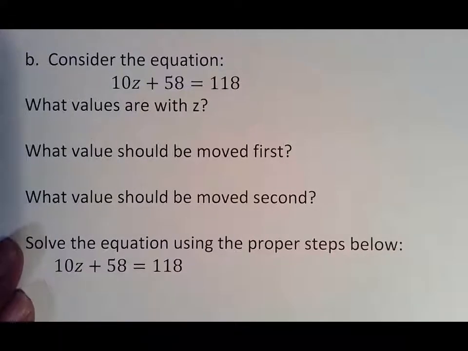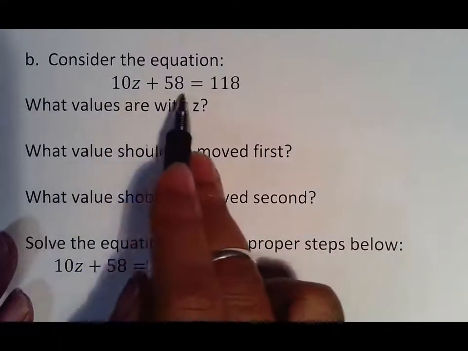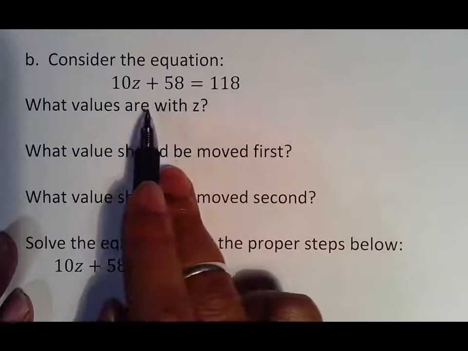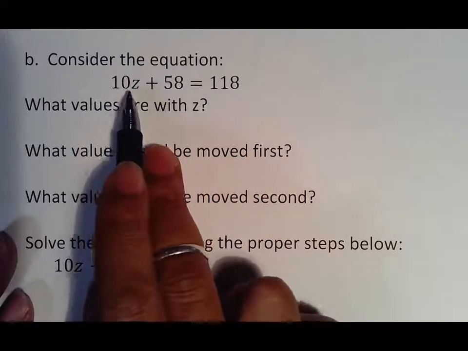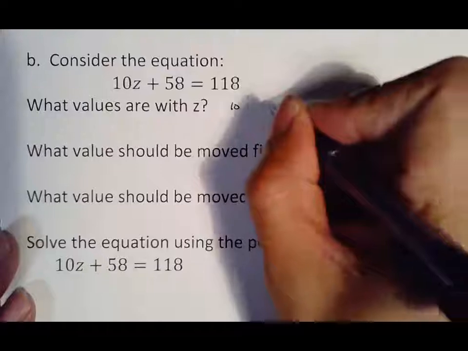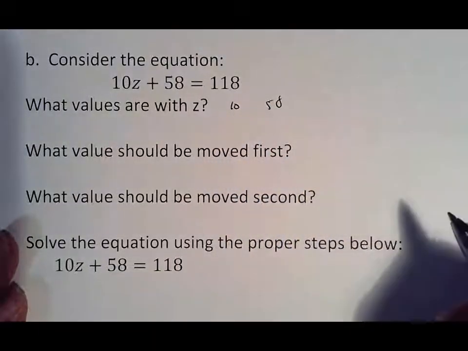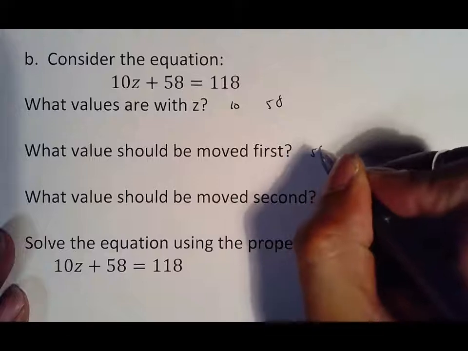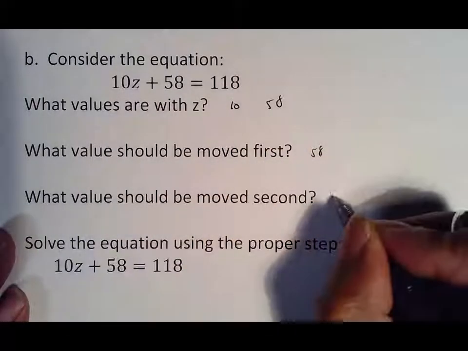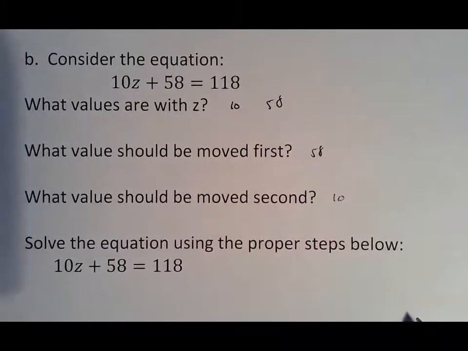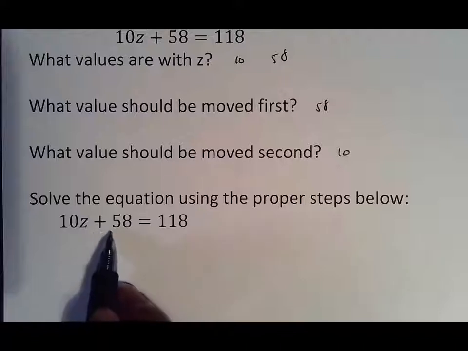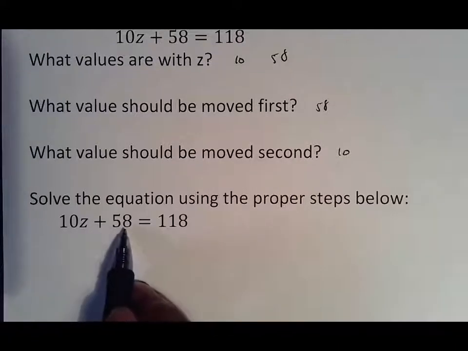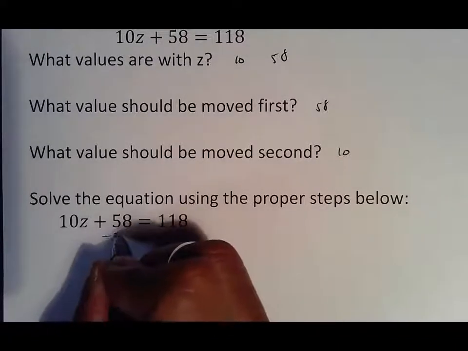So on the other ones that we see, it's the 10z plus 58 equals 118. The values with z are, of course, the 10, which is right next to it, and the 58, which is on the side, are being added. Remember that the added or subtracted value gets moved first, so 58 is first. The second value should be the 10. From there, remember again, the added or subtracted value goes first. If you want to move a plus 58, use a minus 58.